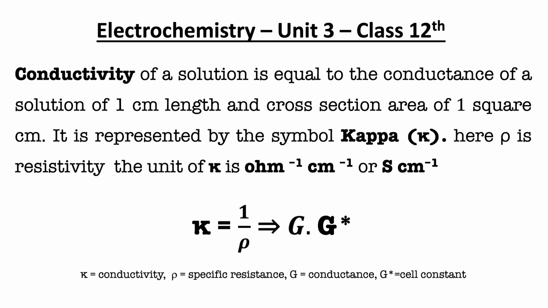The other formula for conductivity is K is equal to G into G star, where G is conductance, that is 1 upon R, and G star is cell constant, that is L upon A.